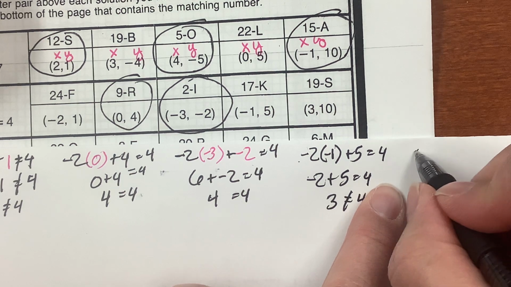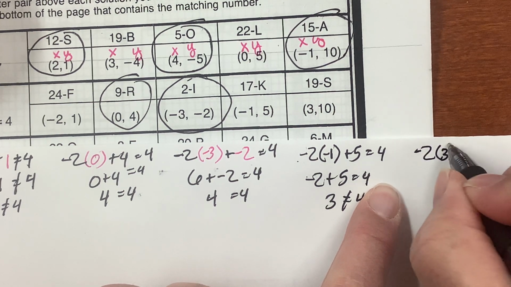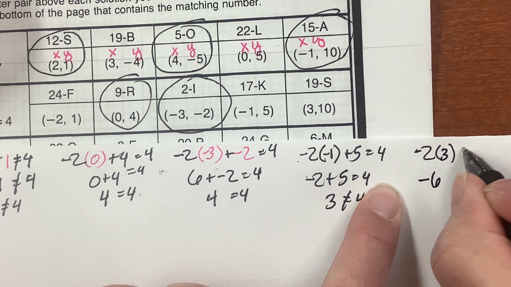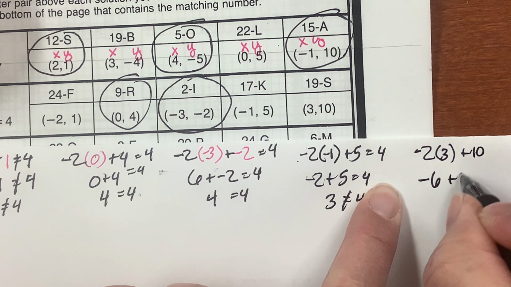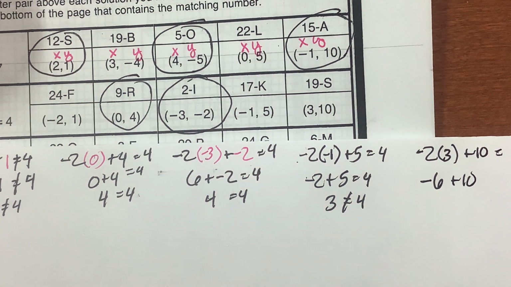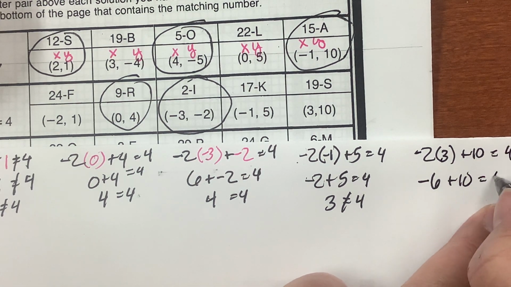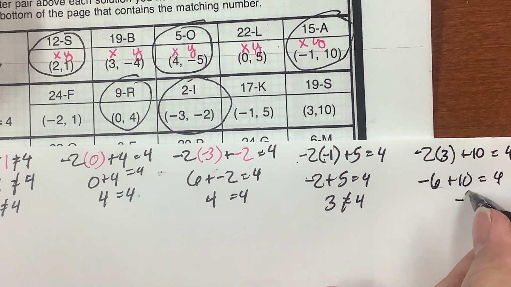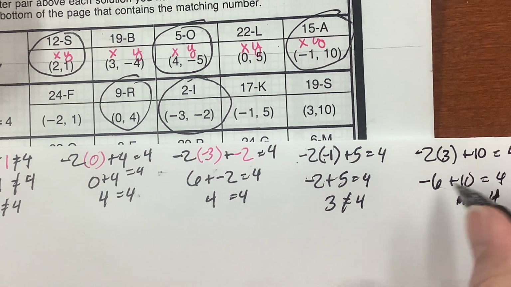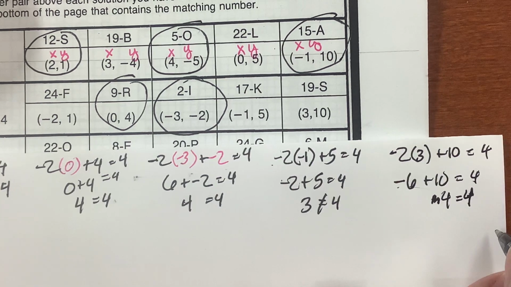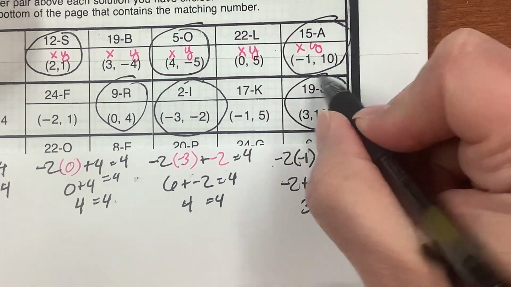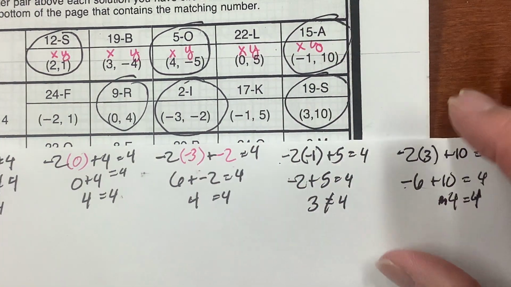That is not going to work. This one, -2 times 3 is -6 plus 10. Excuse me. Well, that is 4. That'll work. -6 plus 10 is 4. That equals 4. That one works. This is good. All right.